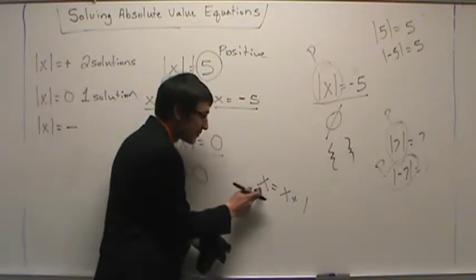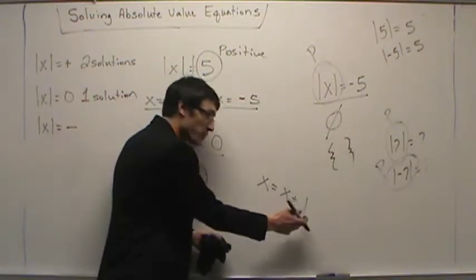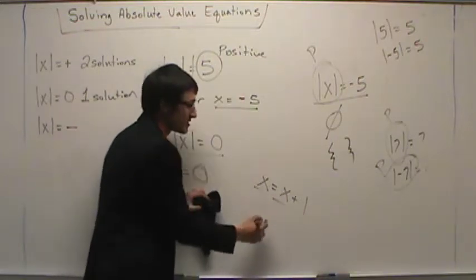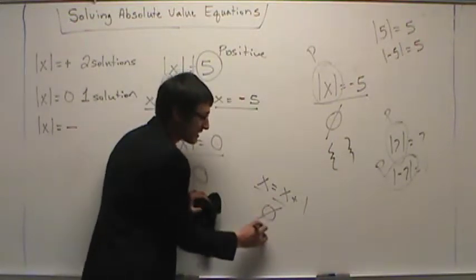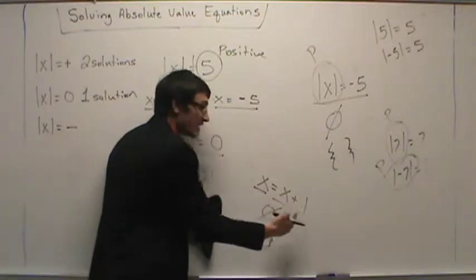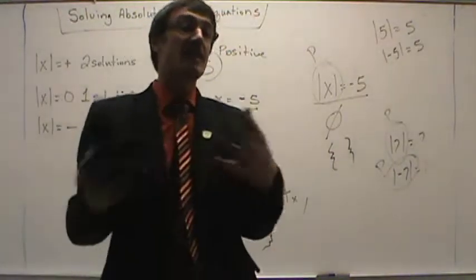Does 189.2 equal 189.2 plus 1? No. Okay, so you start to see that nothing makes this true. This equation also has no solution, because it is not possible to have something equal to itself plus 1. So not every equation even has a solution.